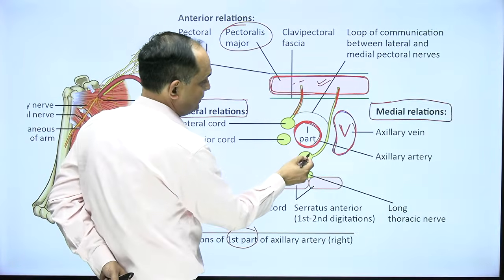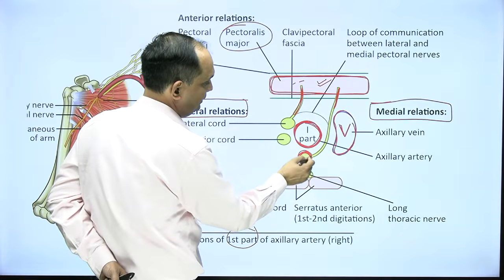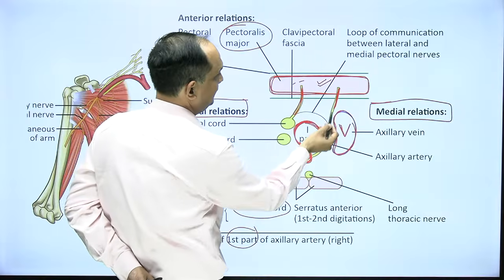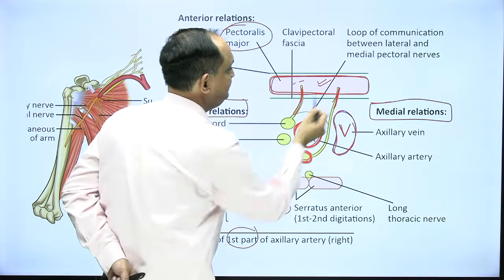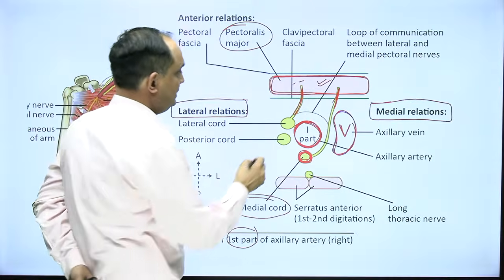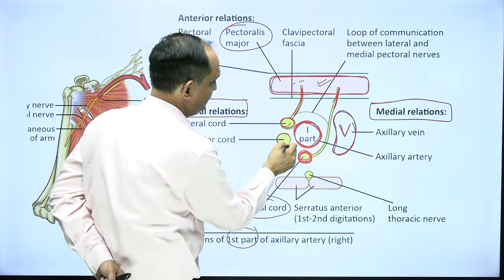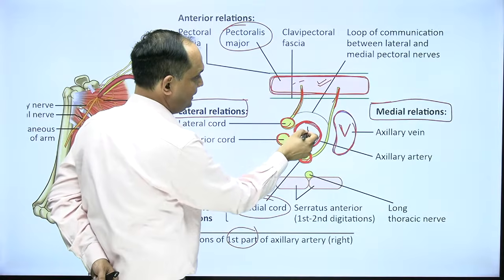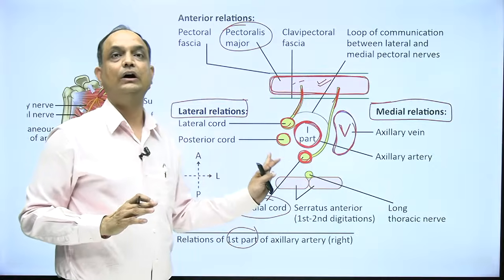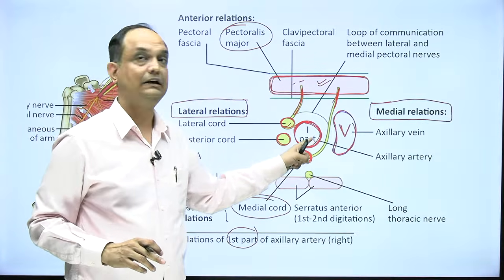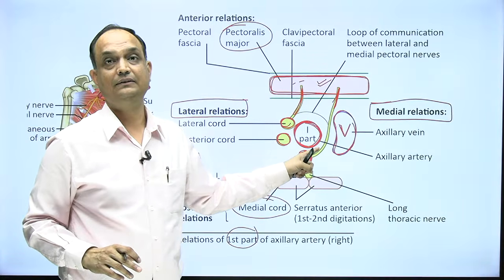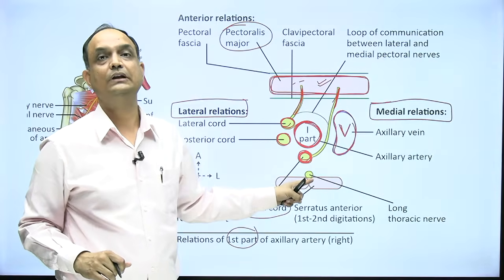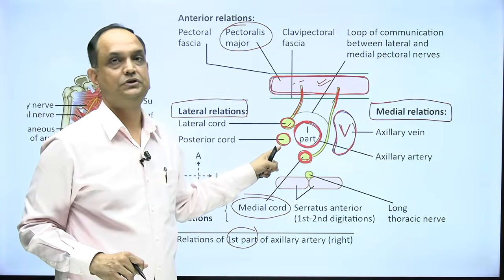So this is the first part. So in the posterior relation you have drawn this big yellow dot, which is the medial cord. So this medial cord is giving a nerve, and obviously this is the medial pectoral nerve. This is the lateral cord, this is the posterior cord, and this lateral cord is giving the lateral pectoral nerve. So in the relation of the first part, this is how you have to draw that. Once you draw the circle of the artery, you have to decide the medial and lateral side. You have to draw medially the vein. Posteriorly, you have to draw, not the posterior cord, that is the medial cord, and the lateral and posterior cord.